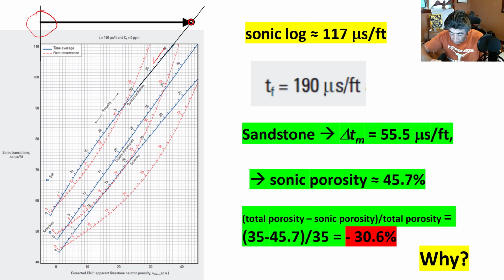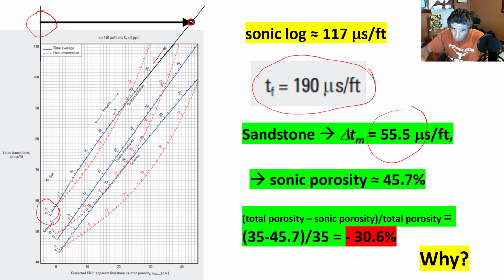And I have that because it's mostly clastic. I know what the delta Tm is, and it's 55.5 microseconds per foot. And then again, we use the delta T for the fluid, which in this case is water. Notice that we're in the aquifer. And then you calculate Wiley's. And what is that you find?